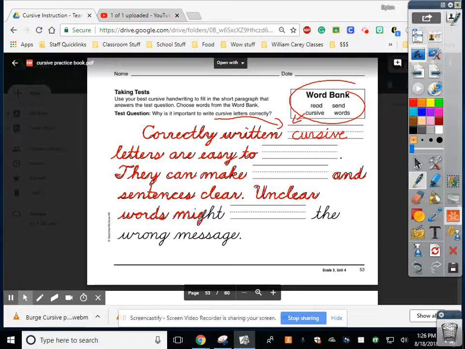So M-I-G-H-T. Unclear words might blank the wrong message. So if people don't understand what they are reading, they might think you're trying to say something you're not supposed to. So if you write it beautifully, or the best of your ability, they will understand what you are saying. Same thing with your print. Some of y'all's print, I can't read. All right, so get all those done, and then we'll start the next 4 pages. Good luck, guys.